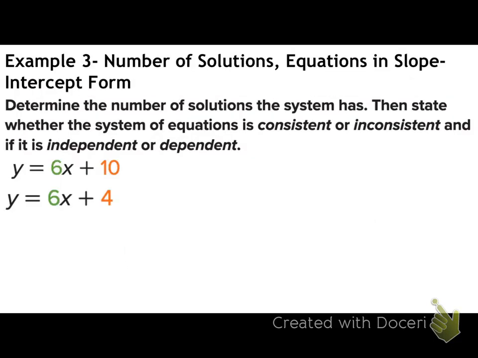Example 3. Determine the number of solutions the system has, then state whether the system of equations is consistent or inconsistent, and if it is independent or dependent. What do you notice about this example compared to the other two? There's no graph. We don't know what the graphs look like, do we? No, unless we were to graph it ourselves.